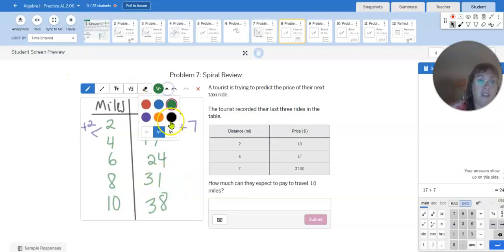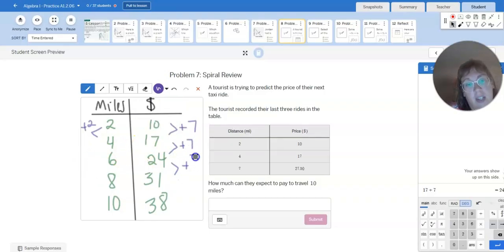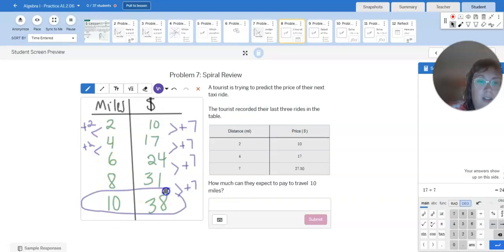So we just found the slope, really. Our change in y was adding 7 each time. And our change in x was adding 2. That got us to $38 for 10 miles. Beautiful.